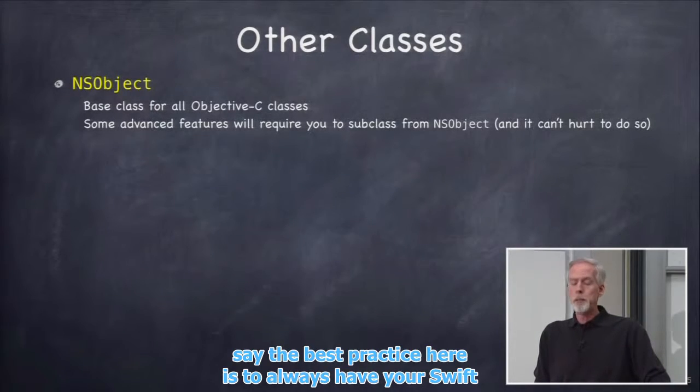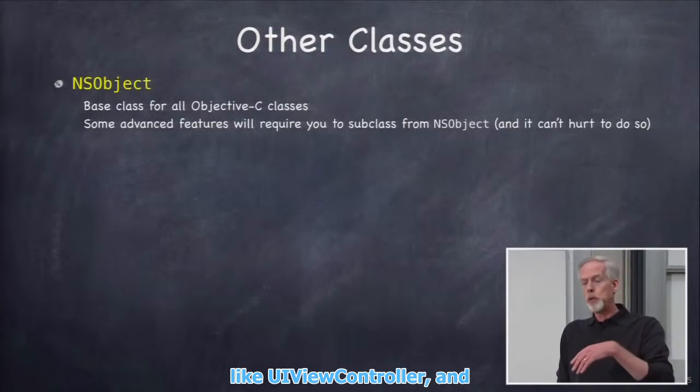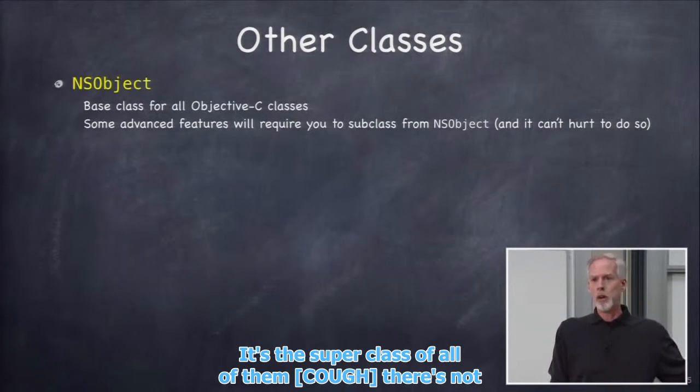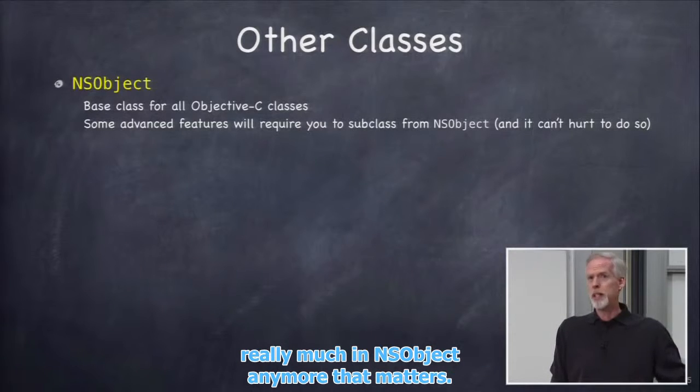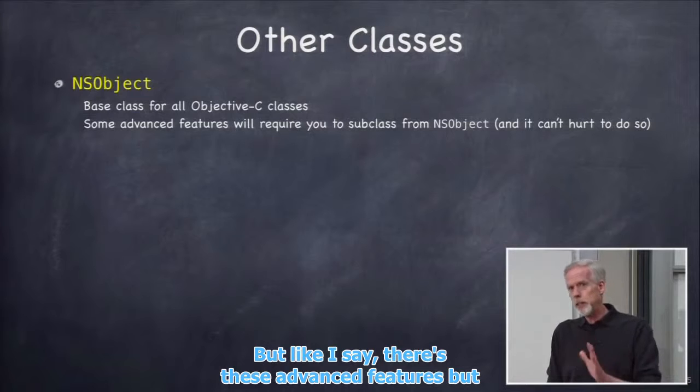I'm not sure the best practice here is to always have your Swift classes inherit from NSObject. All the classes in iOS, like UIViewController and all those, they all inherit from NSObject eventually. It's the superclass of all of them. There's not really much in NSObject anymore that matters. But like I say, there's these advanced features.